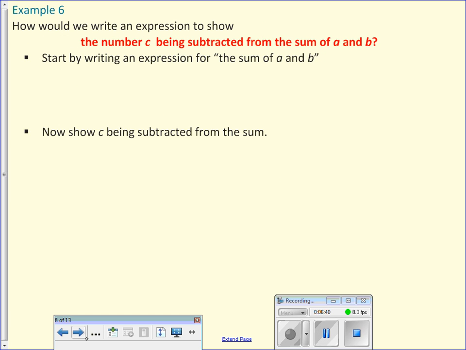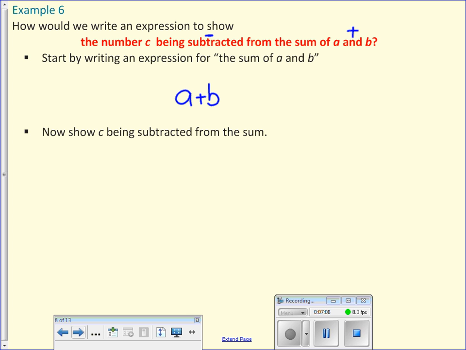Okay? The number C being subtracted from the sum of A and B. I see two different operation words in here now. I see subtraction and I see sum. So first of all, how would I represent the sum of A and B? Yeah, A plus B.